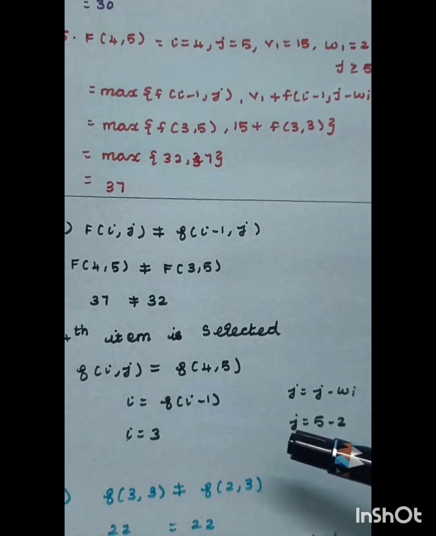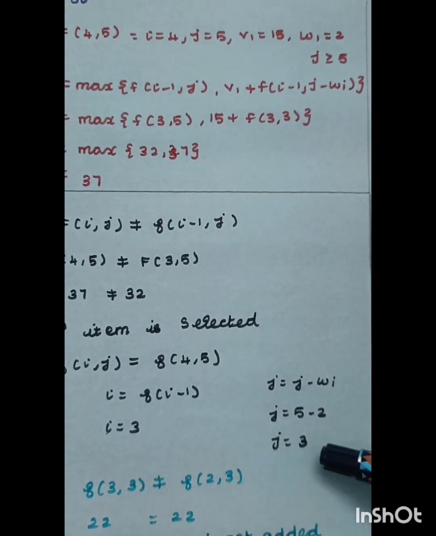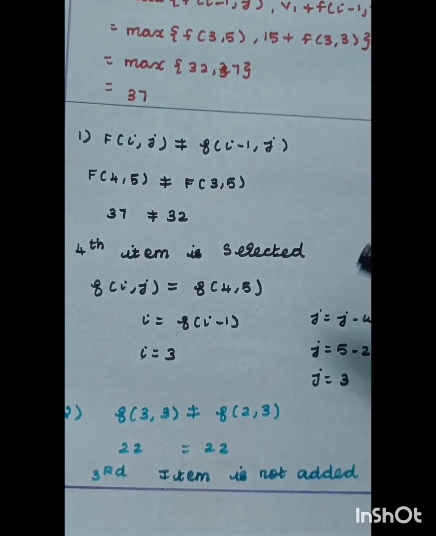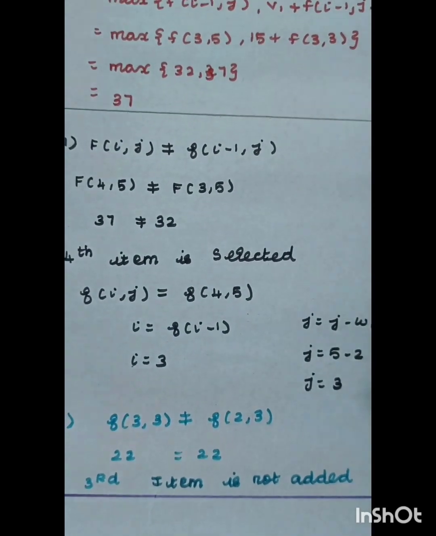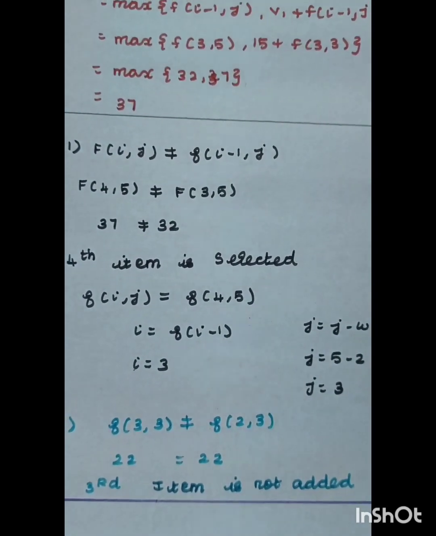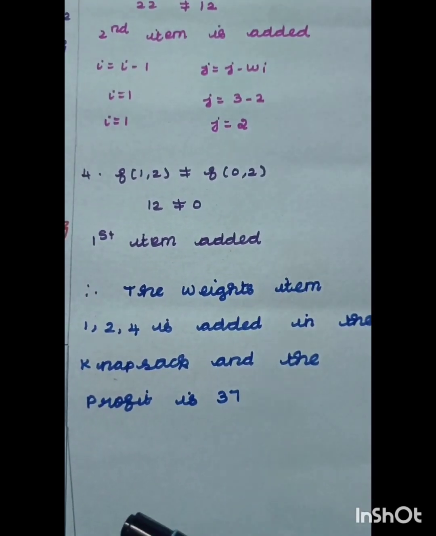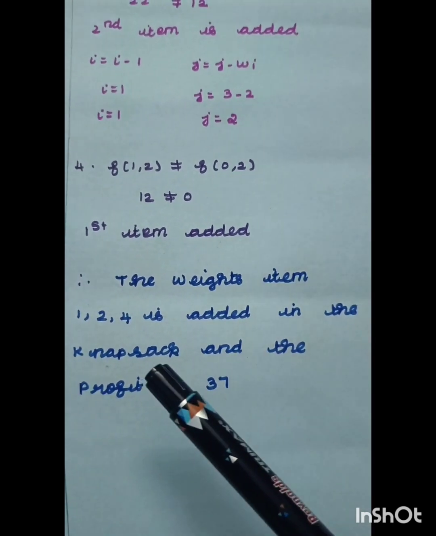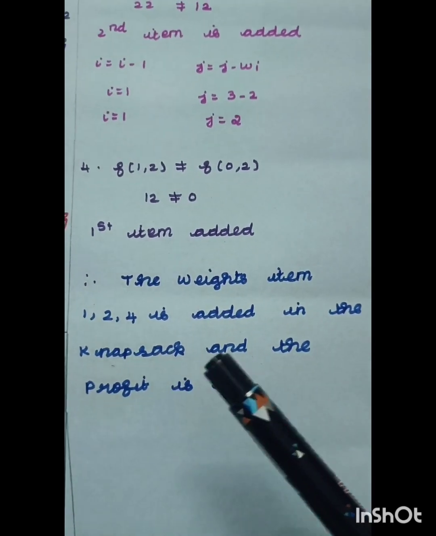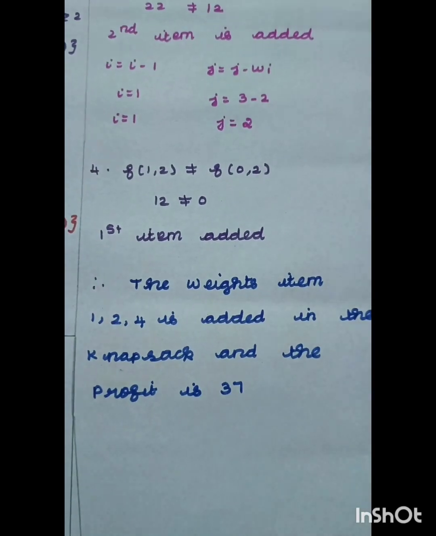So for i equal to 3 and j equal to 3. So for the next iteration f of 3 comma 3 not equal to f of 2 comma 3 should be checked. Here both the values are same, so the item is not added. By following these steps, the final answer is the items 1, 2 and 4 are added in the knapsack and the profit is 37.